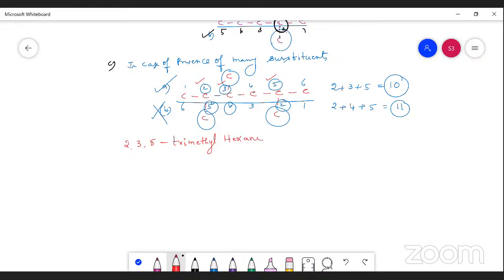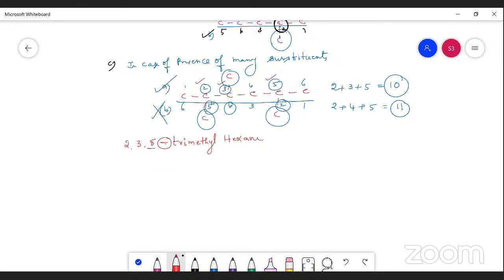And remember one point: when you are writing the name, if there is a numerical like 2, 3, 5 and a word, the numerical should be separated from the word with a hyphen. You must mention the hyphen between a numerical and a word. That point you have to remember.